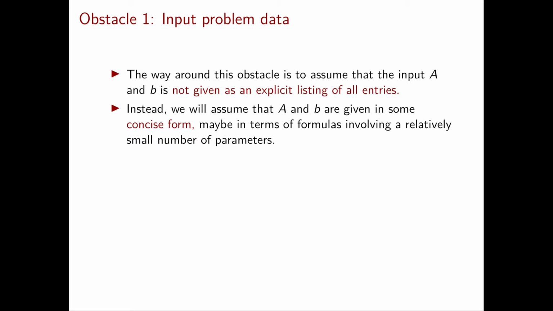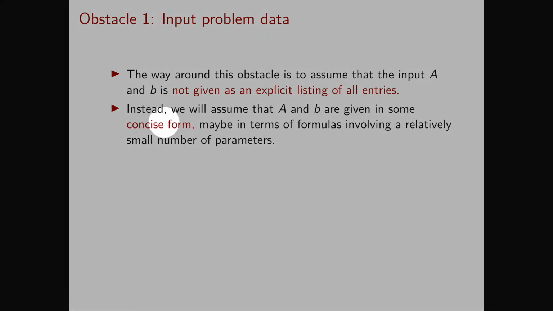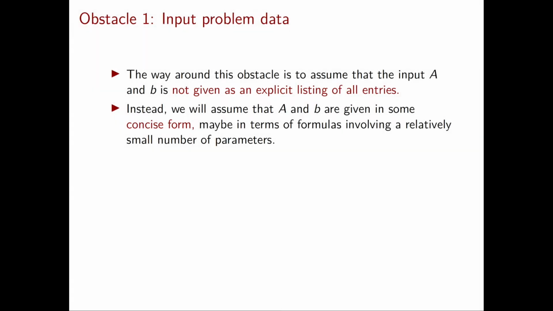The way around this problem is to assume that our system Ax greater than or equal to b is not given explicitly by listing all the entries in A and in b. Instead, we will assume that our system Ax greater than or equal to b is given in a concise way. This sounds very strange, so let me give you immediately an example.